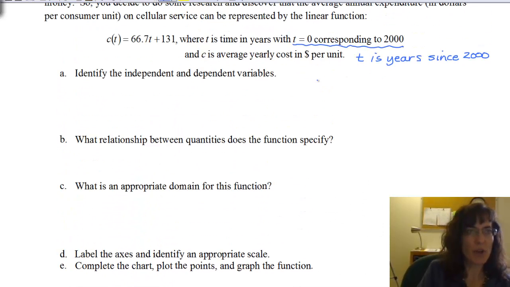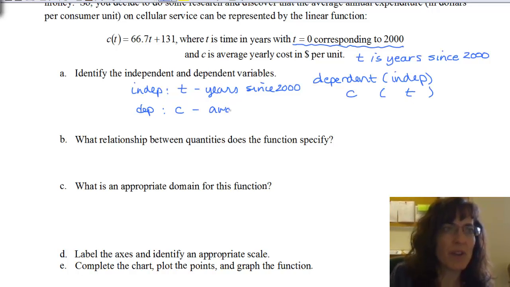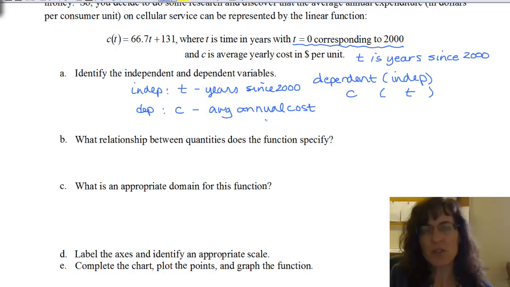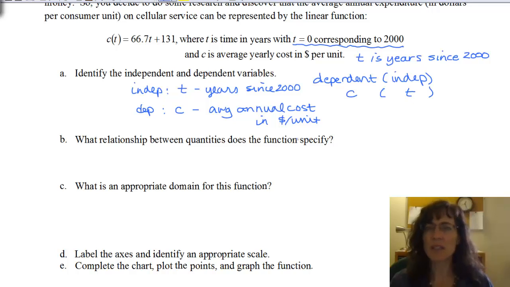The independent and dependent variables, remember it always goes dependent by independent. And so here we have c of t, so that means our independent is going to be the t, which is years since 2000, and our dependent is going to be our c, which is average annual cost, and that's the description for it. And then the units are in dollars per unit. And yes, it's a long one, but if I leave off half of that, it doesn't make as much sense.